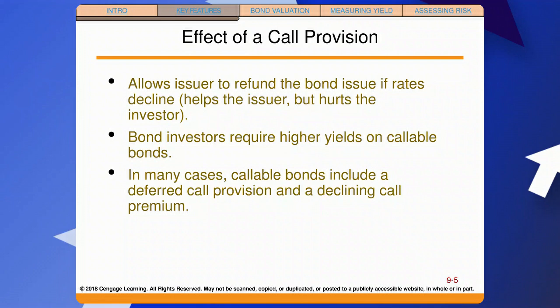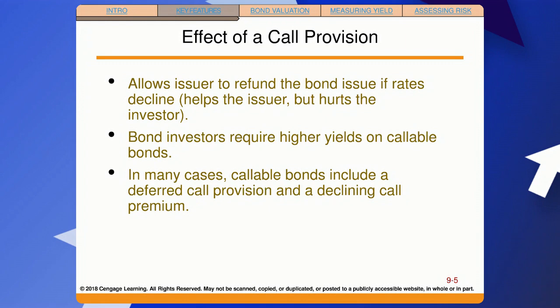What would be the effect of a call provision? Very important in bonds is the call provision. It allows the issuer to refund the bond issue if rates decline, which helps the issuer but hurts the investors. How come there is a call provision? The issuer is allowed to refund the bond issue if rates decline. Also, investors require higher yields on callable bonds.